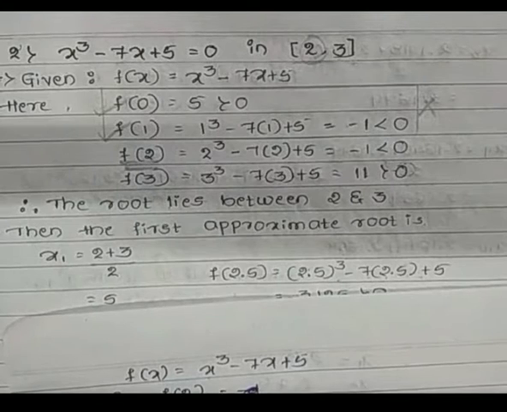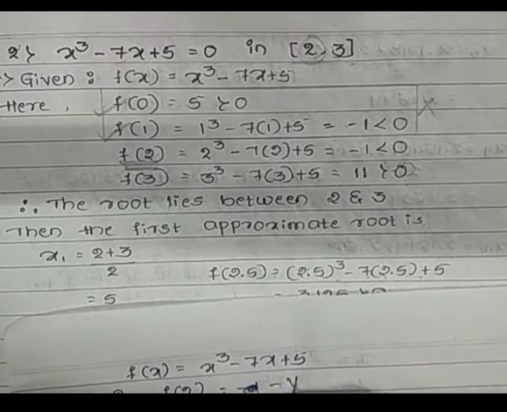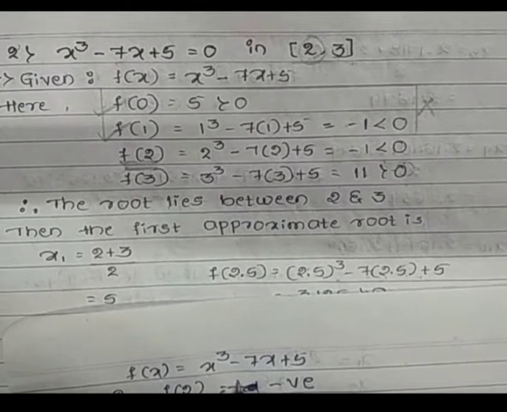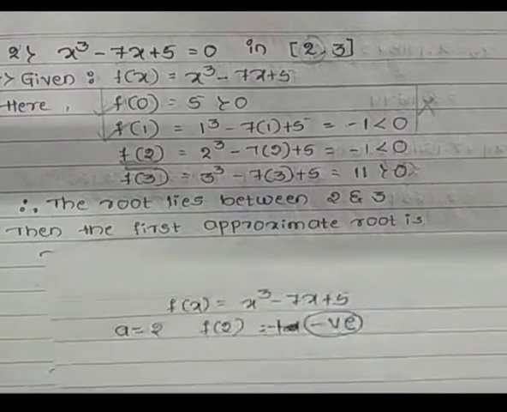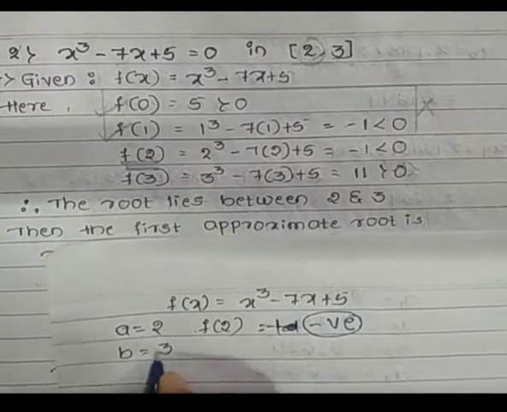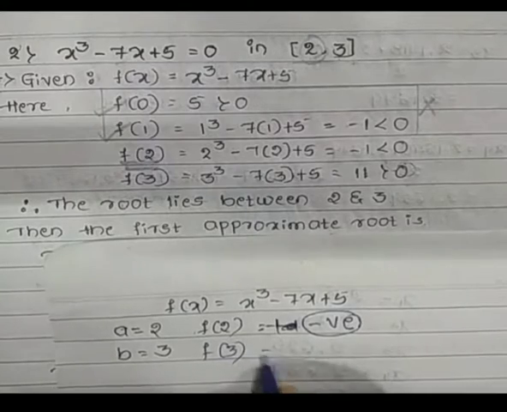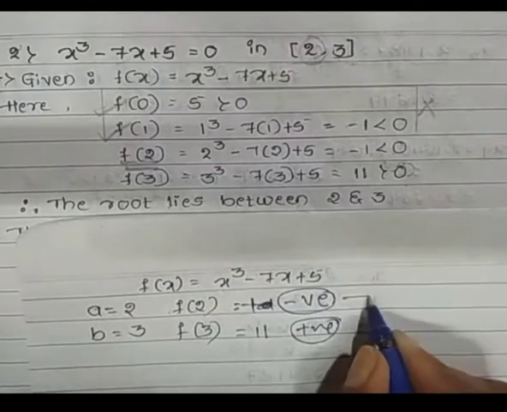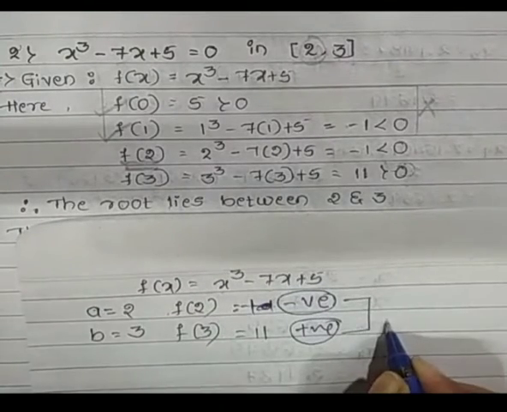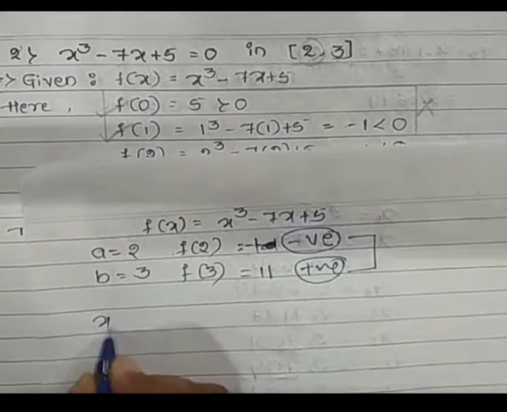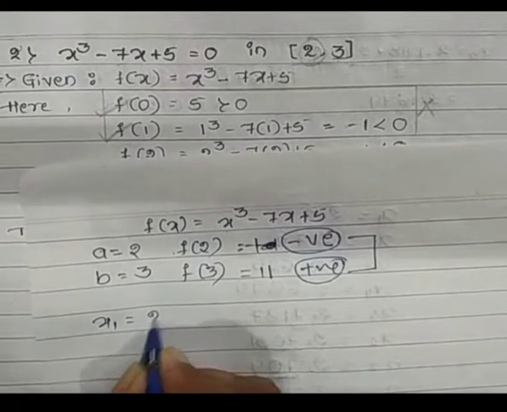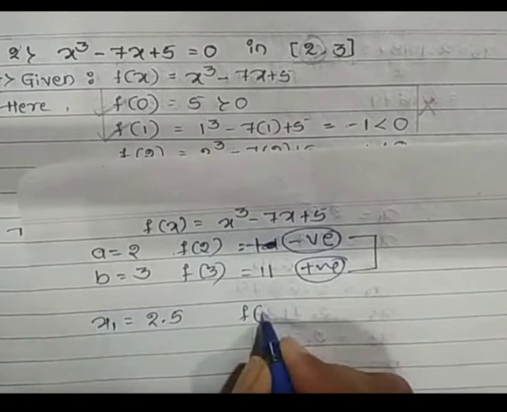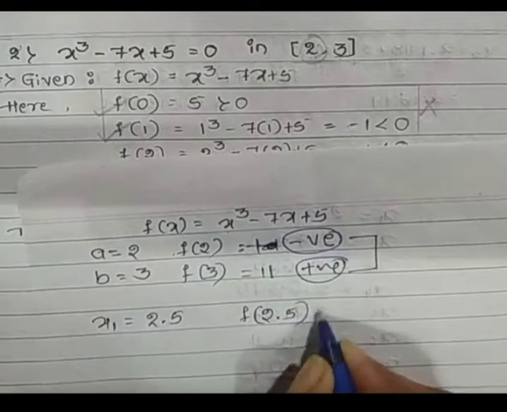Whether it is positive or negative, let us mention it. So f of 2 is negative because we are getting minus 1 here, which is a negative value. When the value is 3, f of 3 is 11, a positive value. So based on this, we added these and divided by 2, and we got x1. The x1 value is 2.5.